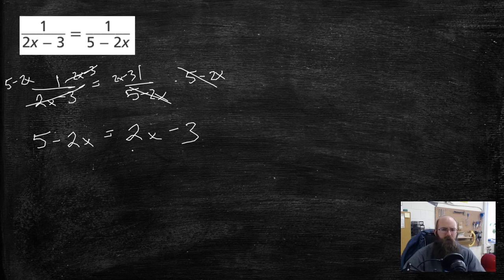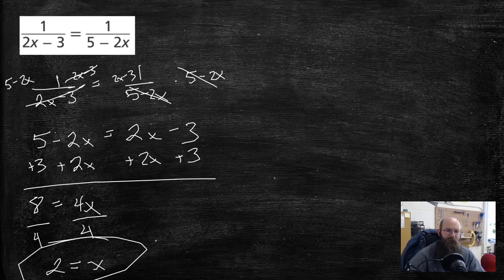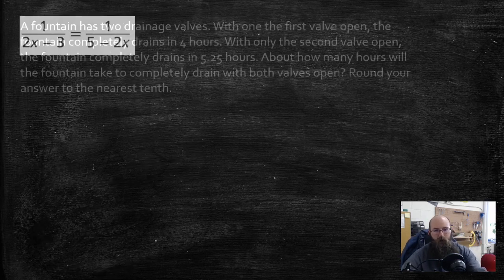Need to get everything over to one side. So I'm going to add 2x. I'm going to add 3. 8 equals 4 x's. And finally, for the first time, we get a nice, pretty number. x equals 2. Off we go.